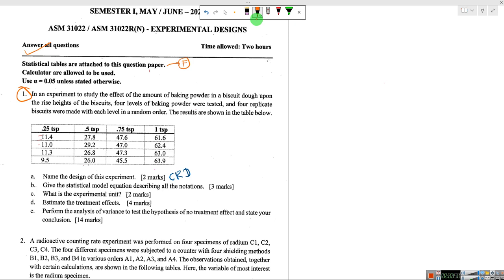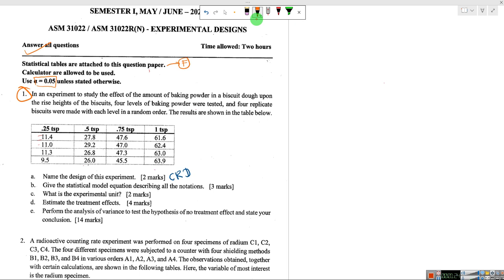And then calculators, definitely without calculators we cannot do these questions. Use alpha equal to 0.05, which means we have to use a 95% confidence level. Now in an experiment to study the effect of the amount of baking powder in a biscuit dough upon the rise height of the biscuit, 4 levels of baking powder were used and 4 replicate biscuits were made with each level in random order. The results are shown in the table below.